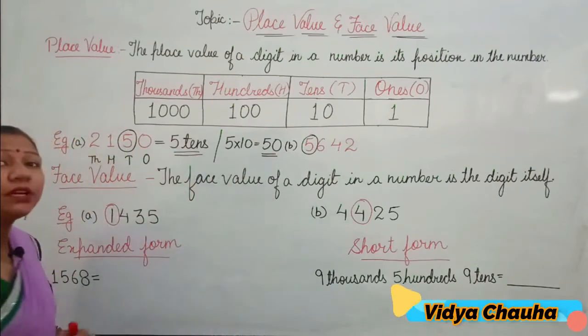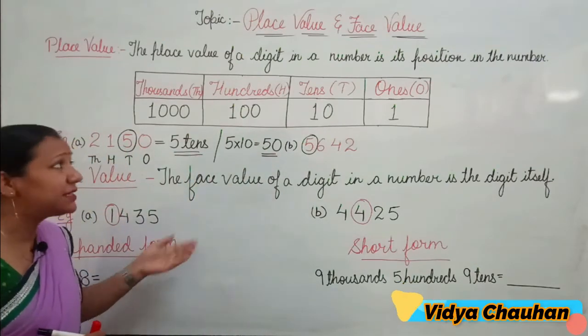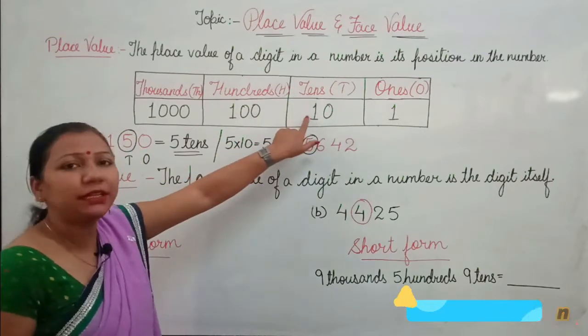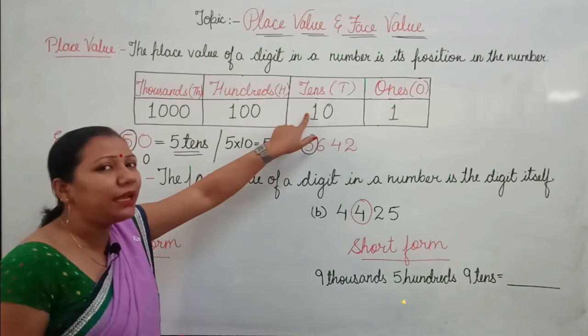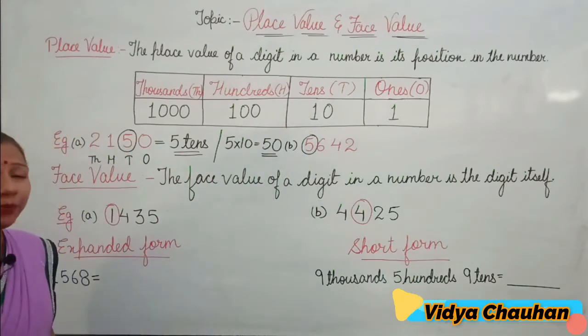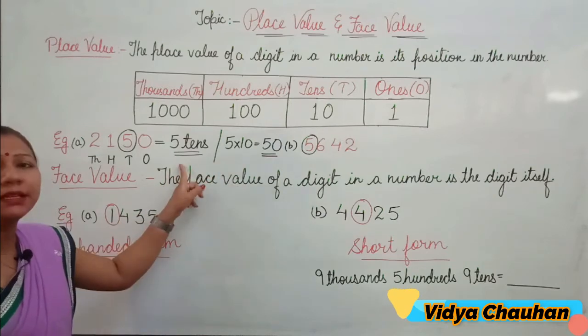Either you write it in words 5 at tens place, so it is 5 tens, or 5 into 10, because it is at tens place, so we will multiply it by 10. So 5 multiplied by 10, it will give 50. Both the ways it is correct.